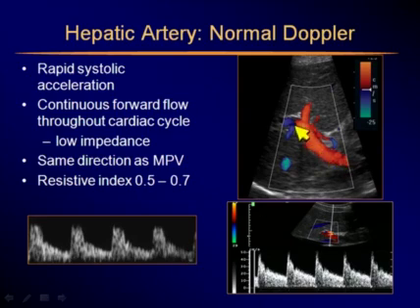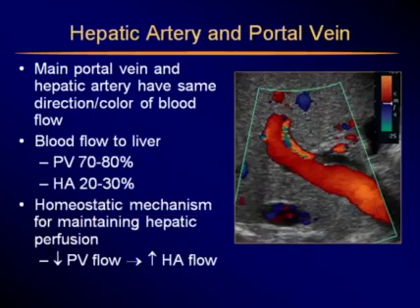It is always in the same direction as the main portal vein flow. So on color Doppler, these two vessels, the artery and the main portal vein, are always the same color. So if you set your color map with red, meaning towards the transducer, both will be red. If you turned it blue, as meaning towards the transducer, both should be blue. But you should not have one red and one blue, because of course this has nothing to do with oxygenation, it's direction.